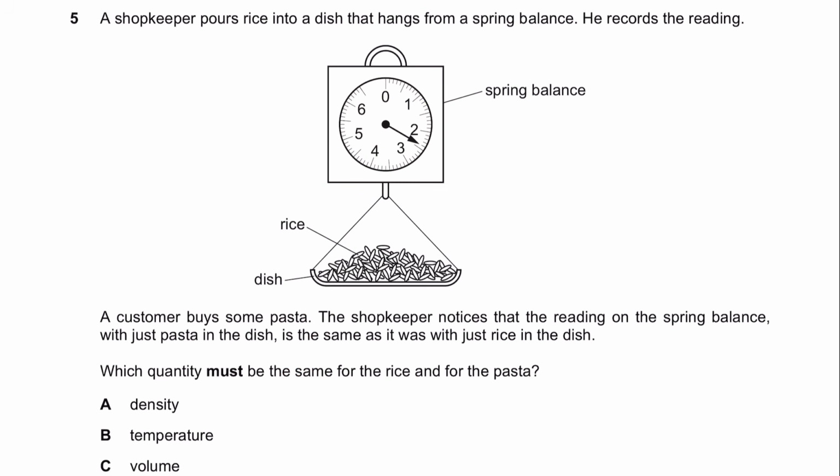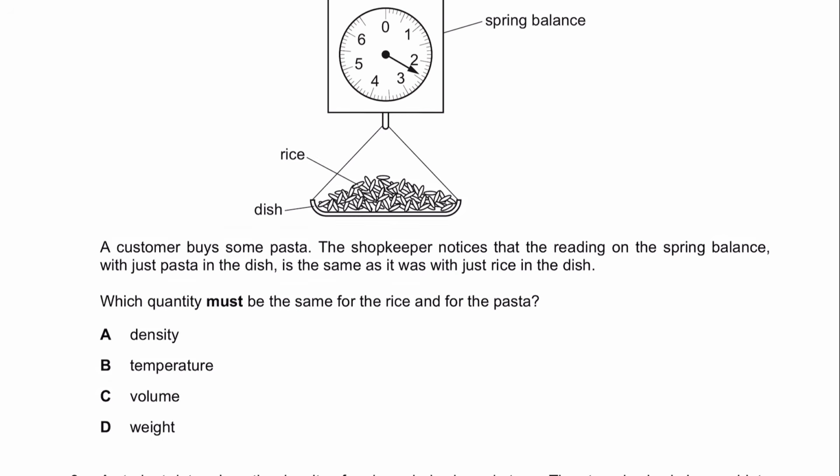Question 5. A shopkeeper pours rice into a dish that hangs from a spring balance. He records the reading. The reading here is 2.4 newtons. A customer buys some pasta. The shopkeeper notices that the reading on the spring balance with just pasta in the dish is the same as it was with just rice in the dish. Which quantity must be the same for the rice and for the pasta? So a spring balance will measure force, so the answer is weight.